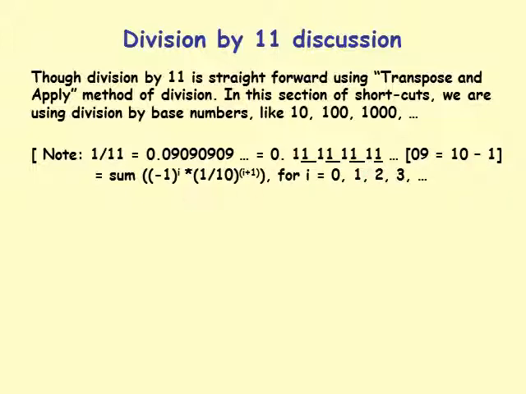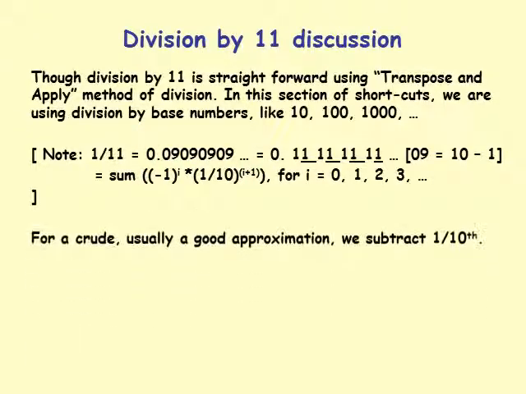So that is equal to the sum of terms like (minus 1) to the power i times 1 over 10 to the power i plus 1, for i equal to 0, 1, 2, 3. So this can be represented as a sum of terms like this. For a crude, usually good approximation, we subtract a tenth, which is the first term here.